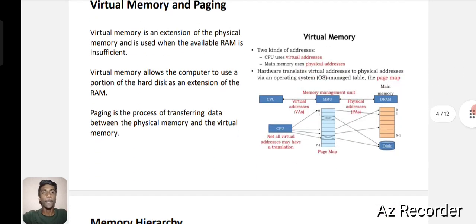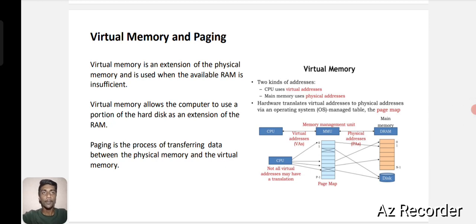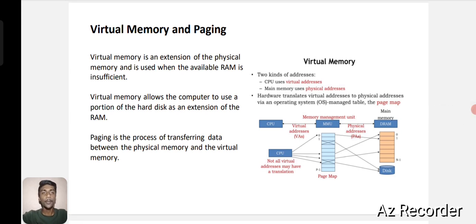The next slide is virtual memory and paging. Virtual memory is an extension of the physical memory and is used when the available RAM is insufficient. Virtual memory allows the computer to use a portion of the hard disk as an extension of the RAM. Paging is the process of transferring data between the physical memory and the virtual memory. In virtual memory there are two kinds of address: the CPU uses the virtual address and the main memory uses the physical address. In the given picture, we can see this.